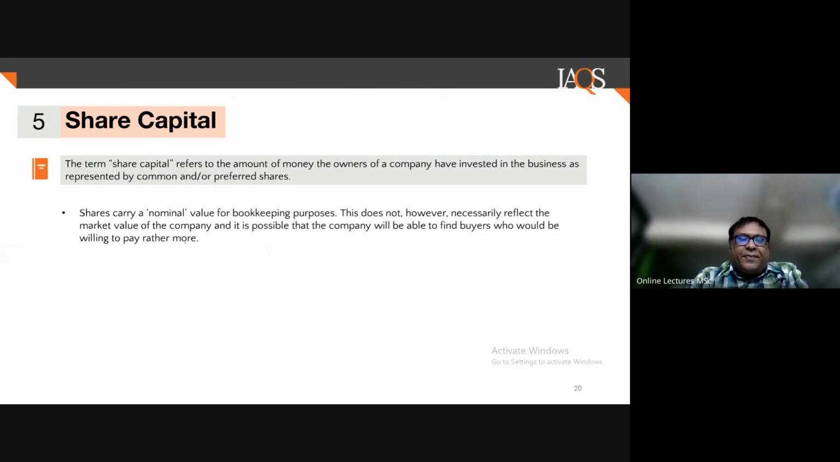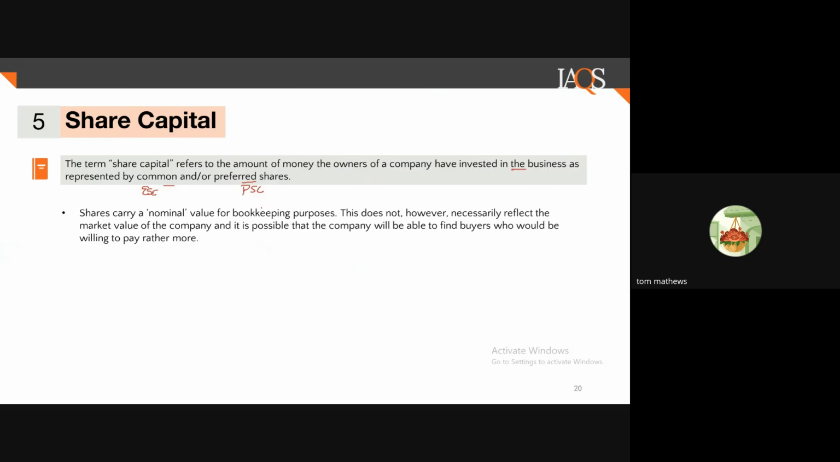Now, what's the share capital? Share capital, as the name goes, is the ownership in the business. Owners of the company have invested into the business as represented by the common shares, that's the equity shares, or the preferred shares, that's the preference shares. All good, Tom? Yeah. Continue.